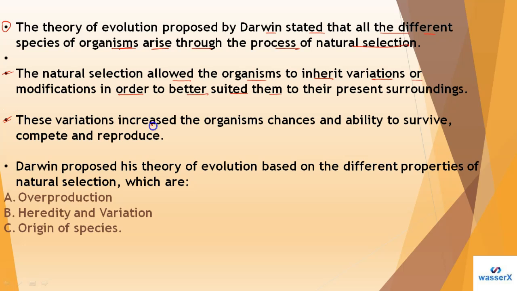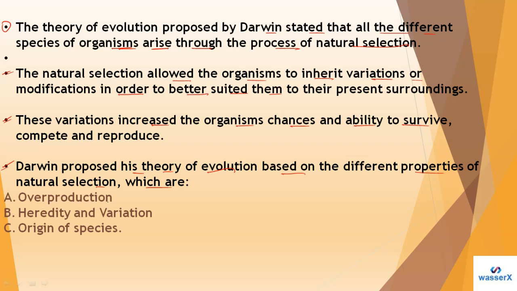These variations increased the organisms' chances and ability to survive. When the variation is there, the chances of survival of those organisms, and of course the ability to compete and reproduce, increase. That is again a very important point. Here Darwin proposed his theory of evolution based on the different properties of natural selection, which we have given here.